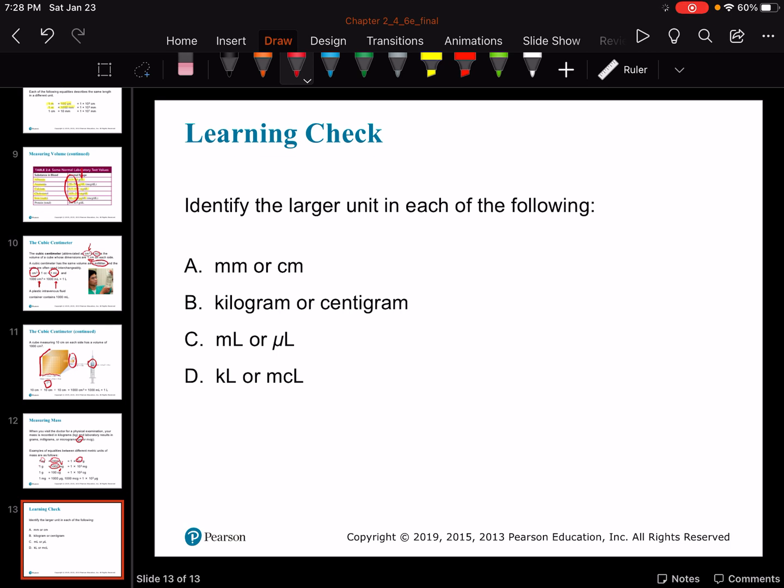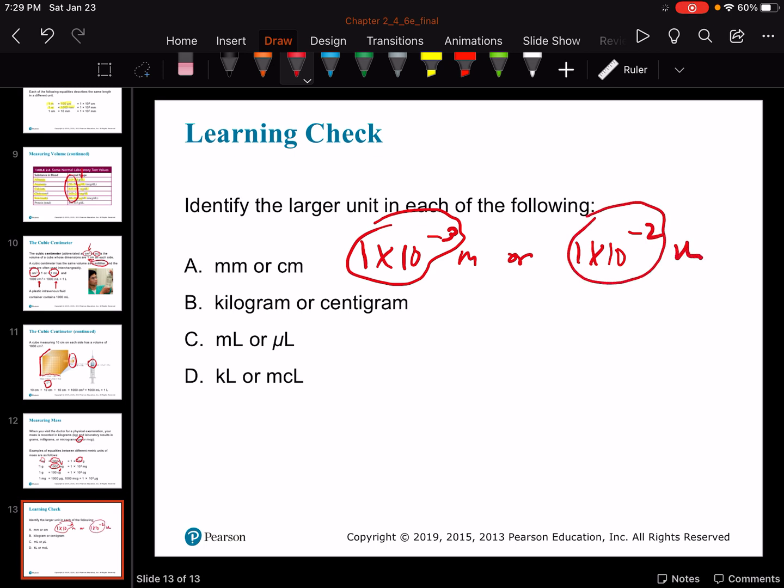So I'm going to take the millimeter, I'm going to rewrite 1 times 10 to the minus 3. That's a milli right there, right? Or 1 times 10 to the minus 2, because a centimeter is that, right? Well, that's definitely bigger, because that's a small thing. So we're going to say the centimeter is bigger. Now, a kilogram or centigram. Kilo means 1 times 10 to the 3 grams, right? And a centigram means 1 times 10 to the minus 2 grams, right? So, well, this is definitely bigger, so we're going to say the kilogram is bigger.